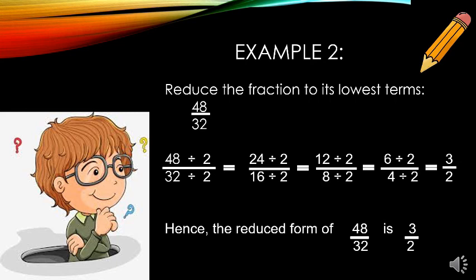Now again think of a number by which 12 and 8 both are divisible. We get 2. So divide 12 and 8 by 2. Now we get 6 upon 4. This can further be reduced by 2. And then we get 3 by 2. So now 3 by 2 cannot be reduced further. Hence, the reduced form of 48 by 32 is 3 by 2.